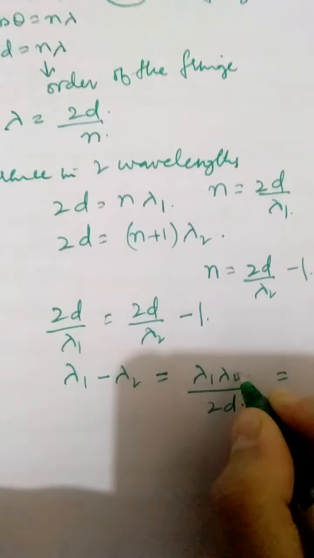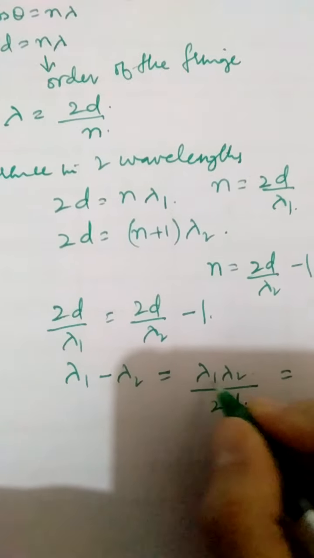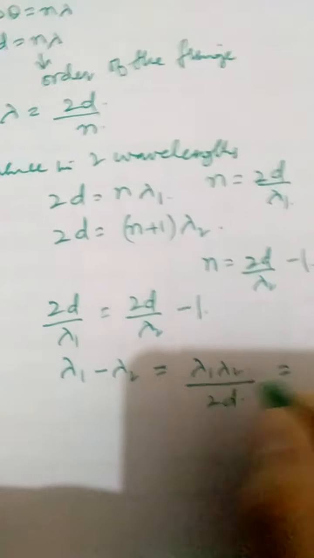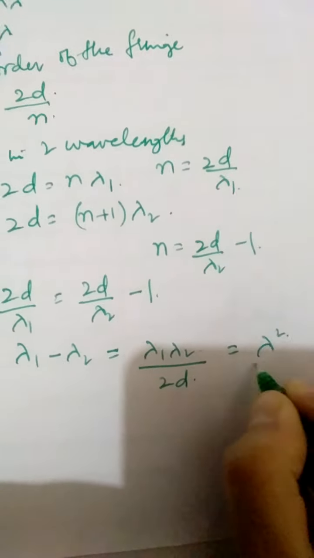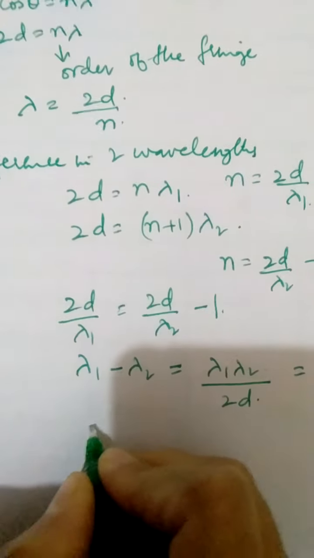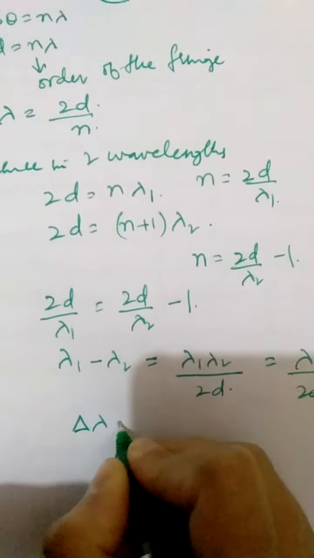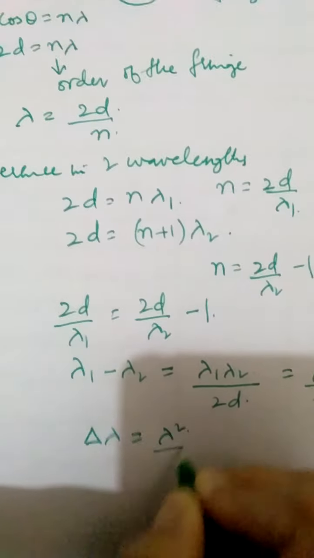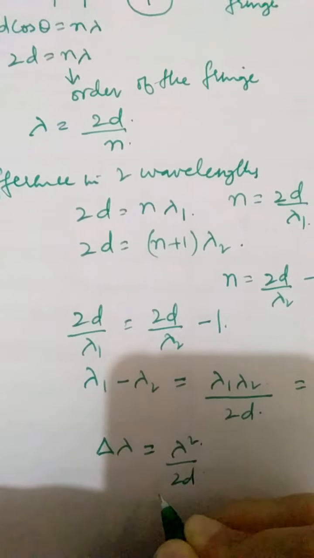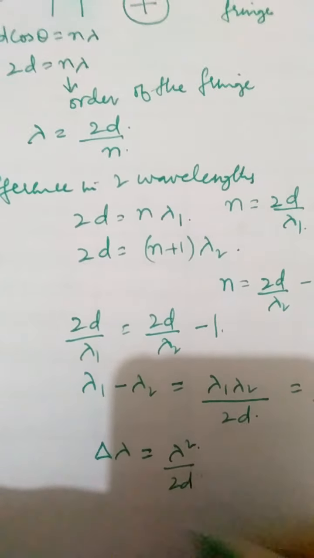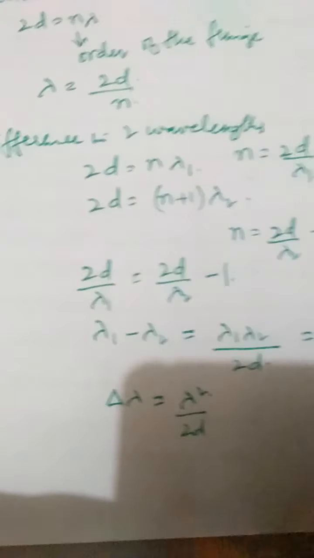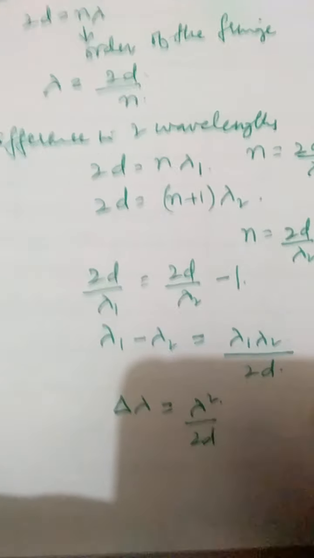Now if the two wavelengths are almost identical, that is lambda 1 is equal to lambda 2 is equal to lambda, this is equal to lambda square by 2d. So delta lambda is equal to lambda square by 2d, right? So this is how you determine the difference between the two wavelengths.